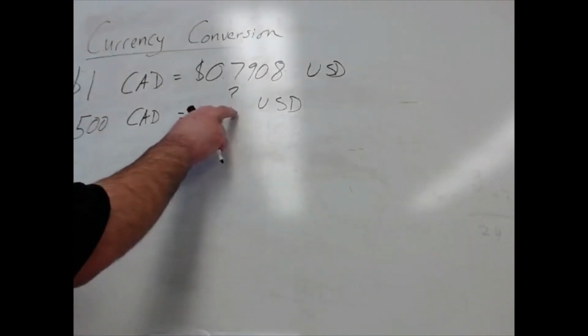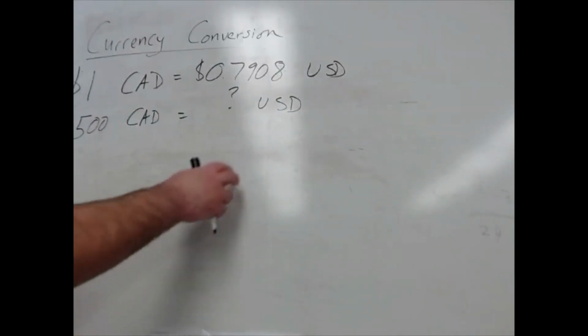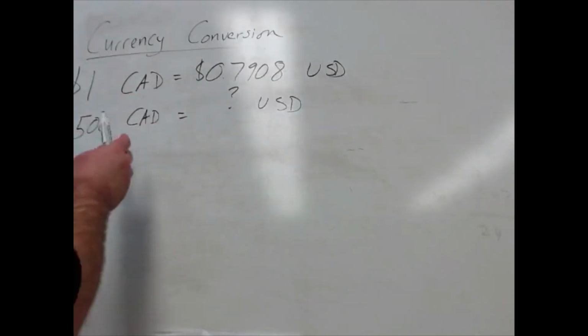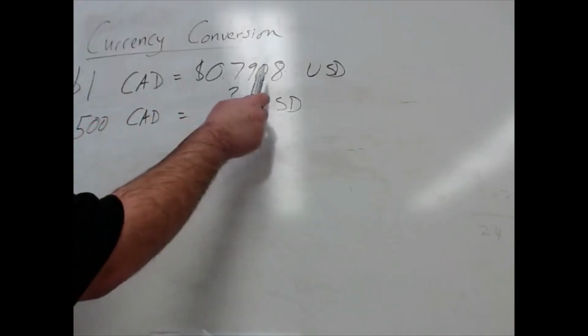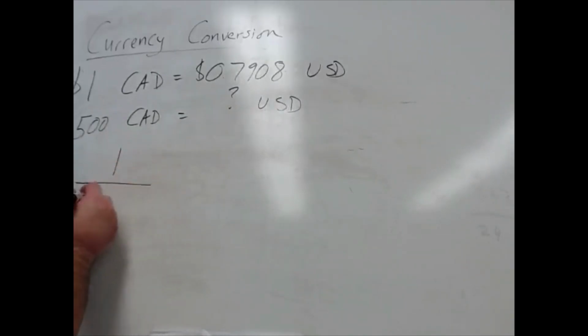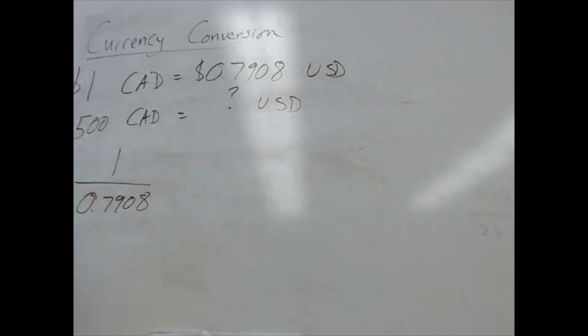Now, I would need to find out how much money I would actually end up with in United States dollars. To do this, I will use proportions and cross multiplication to find the missing value. From my conversion factor, 1 Canadian is equal to 0.7908 US, I can make a fraction. I can write that as 1 over 0.7908. Take note here that I've got Canadian on top and US on bottom.